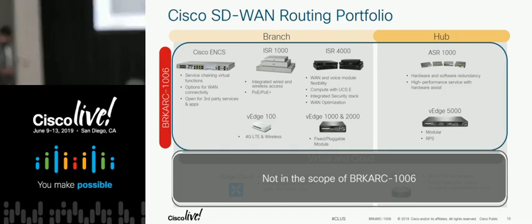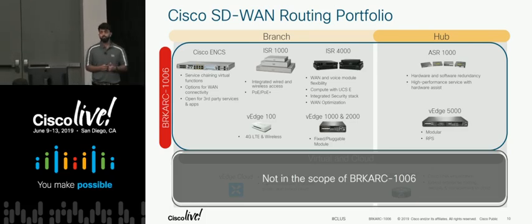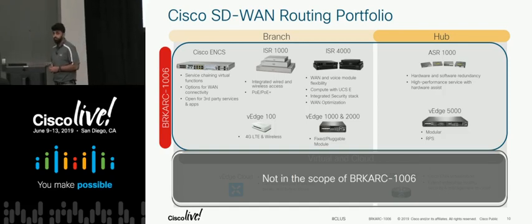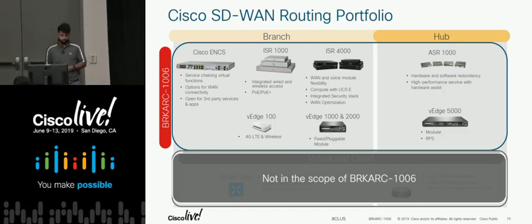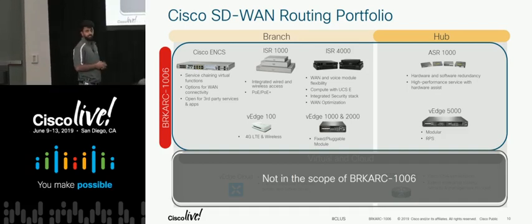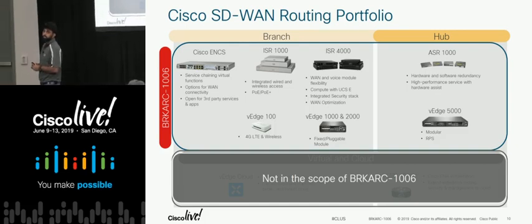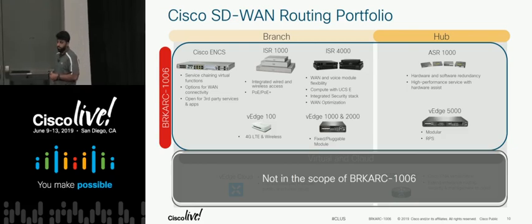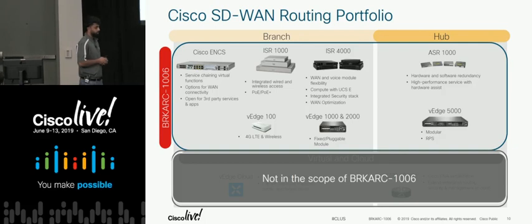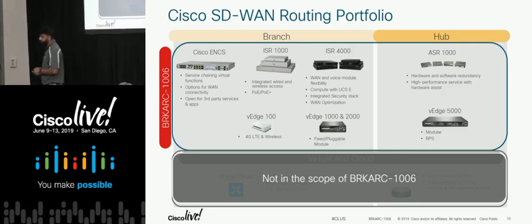From the vEdge part, it's vEdge 100, 1000, 2000, and 5000. The 5000 can be placed on the hub side based on the router capability, and the vEdge 100, 1000, 2000 can go to the branch side. And from the Cisco side, XE SD-WAN, ENCS, Enterprise Network Compute System, ISR 1000, ISR 4K, and the ASRs. As you may know, ASRs can go to the headquarters, DC or the hub side, whereas the ISRs and the ENCS can go for the branch side based on the requirements.